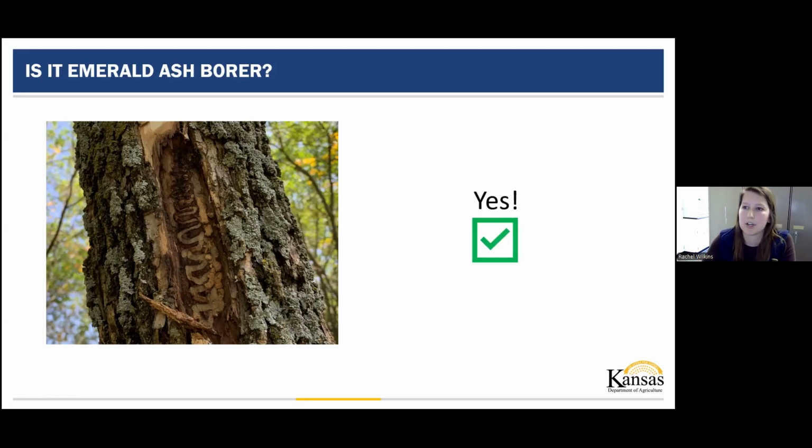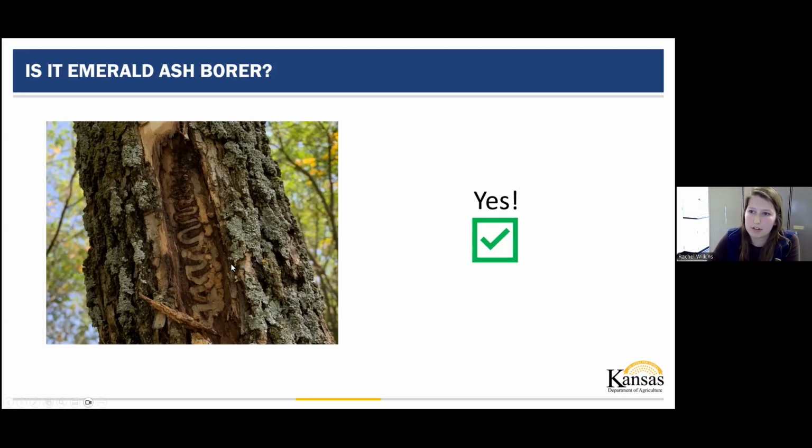Yes, it is. So this is almost a textbook example of an S-shaped gallery. If we look at the top here, this is kind of where the larvae first started feeding, and then as it moved down the tree, it continued to feed. The tunnels are getting wider, and that's just a great example of what an S-shaped gallery looks like. Not to mention it's also within a bark split, which is another symptom to look for.